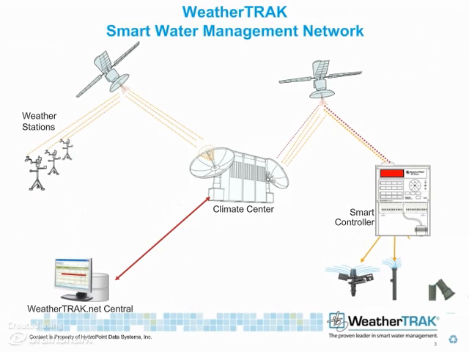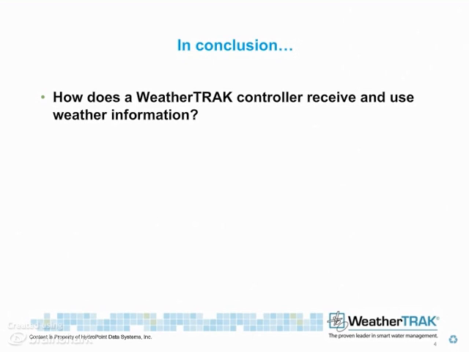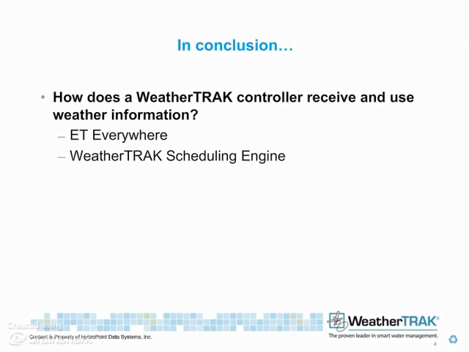This concludes our demonstration of how information moves through the WeatherTrack Smart Water Management System. The goal of this training was to detail how weather and usage information is exchanged across the WeatherTrack Smart Water Management Network. We focused our effort by answering two questions. First, how does a WeatherTrack controller receive and use weather information? By detailing the ET Everywhere and the WeatherTrack scheduling engine, we revealed how each controller on our network receives a daily ET signal and what the controller does with that information once it's received.